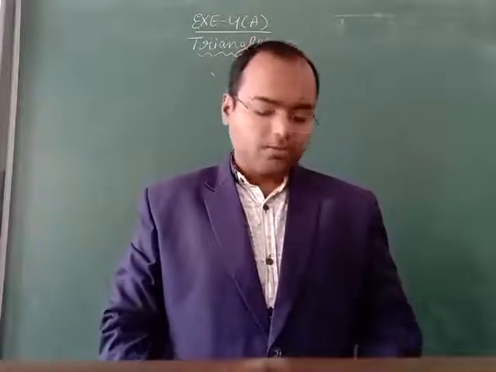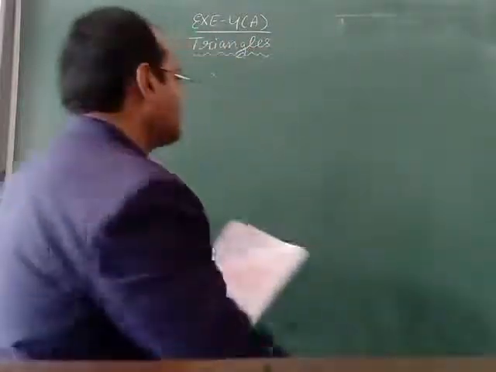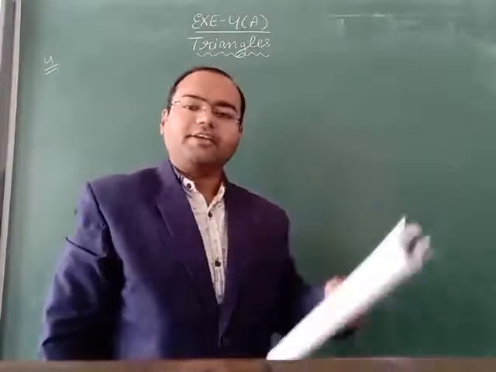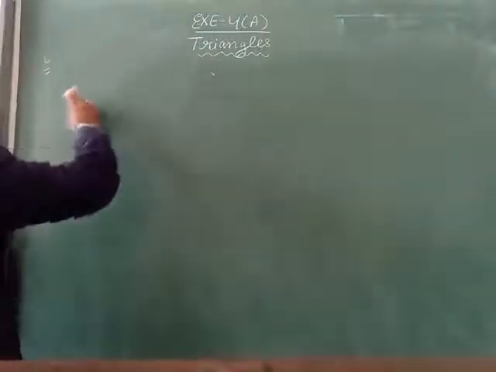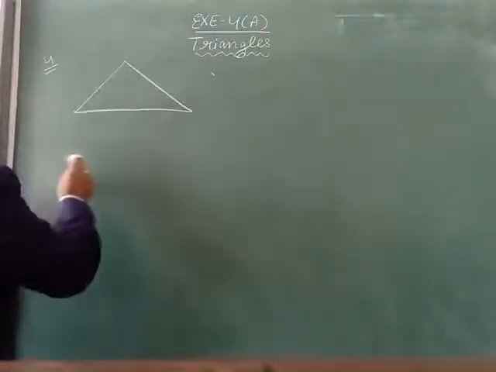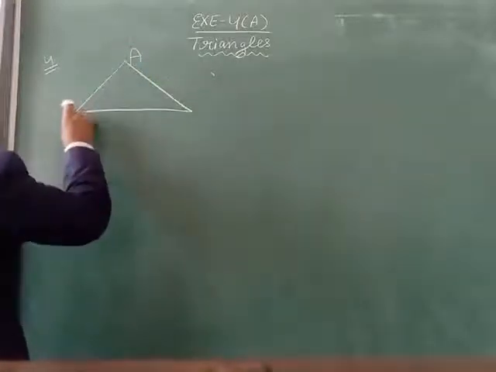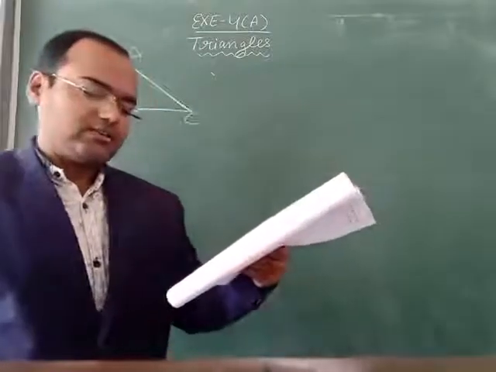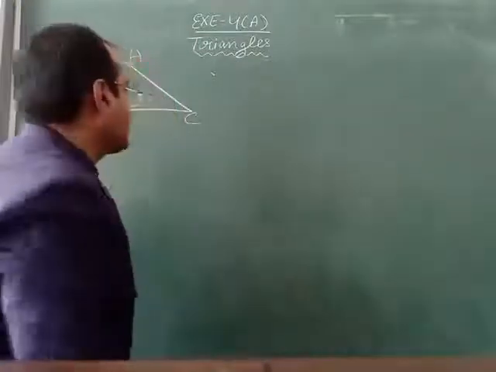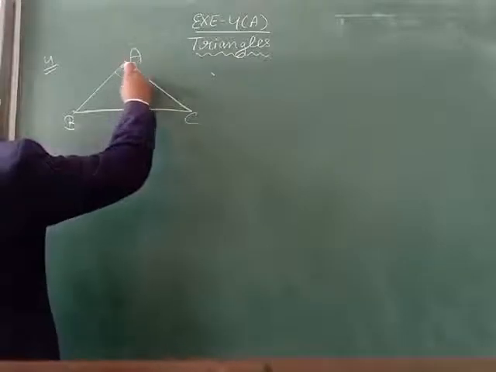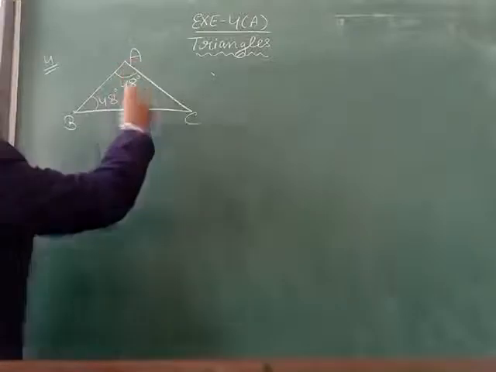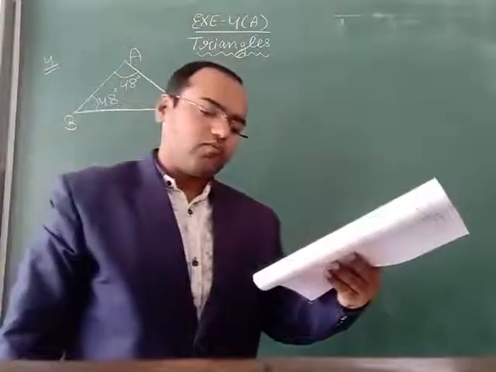Now all of you see question number 4. Fourth question. Two angles of a triangle are 48 degrees each. We will make one triangle. Let's say the name of the triangle is triangle ABC. In the question it is given two angles are 48 degrees. So on A we will write 48 degrees, on B also we will write 48 degrees. So on the two angles we have written 48 degrees. We have to find the third one.